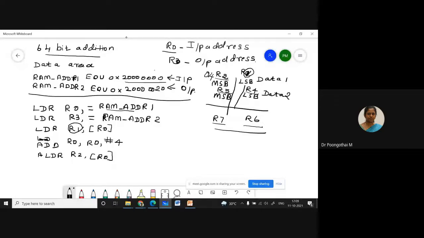Okay. And next, again increment the data pointer. ADD R0, comma, R0, comma, #4. Now which address is it pointing to? 0x08. Okay. So move that value into which register? R4 register. So LDR R4, comma, in bracket R0.